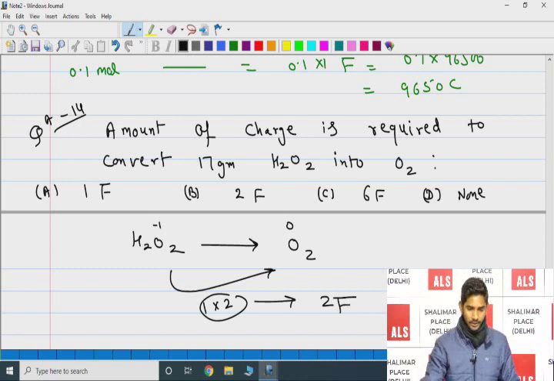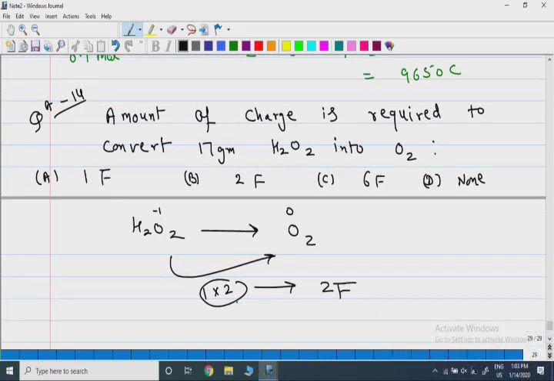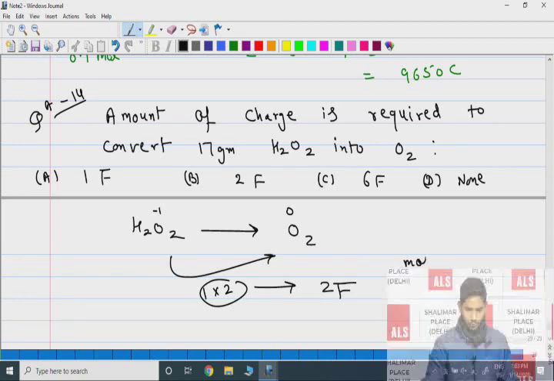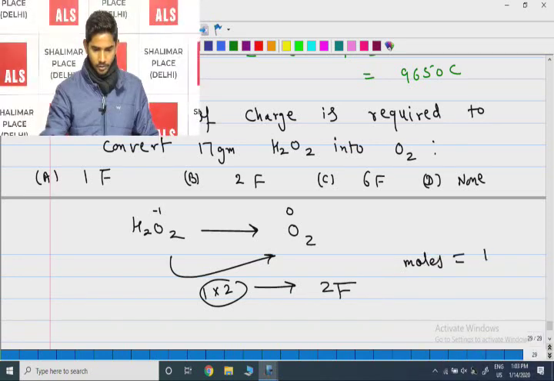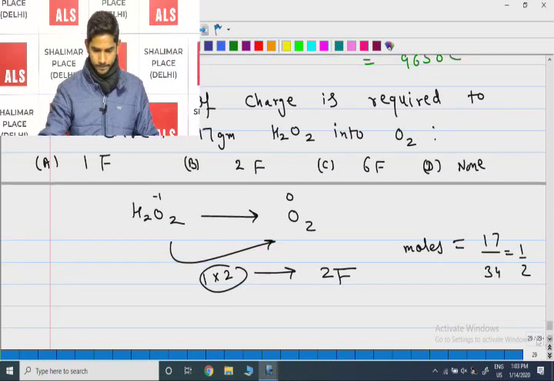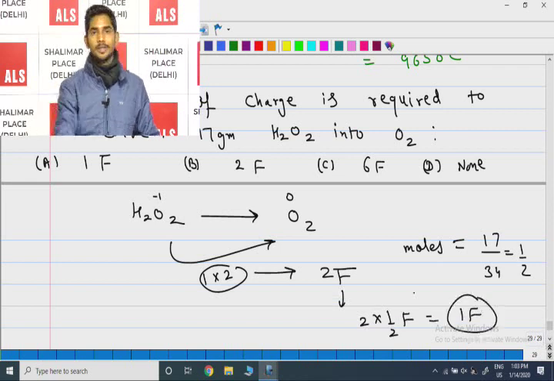Now let's calculate the number of moles. Moles will be given mass upon molar mass, which is 17 upon 34, which is 1 by 2. So I can say this is 2 into 1 by 2 farad, which is 1 farad. Yes, option A would be the correct answer.